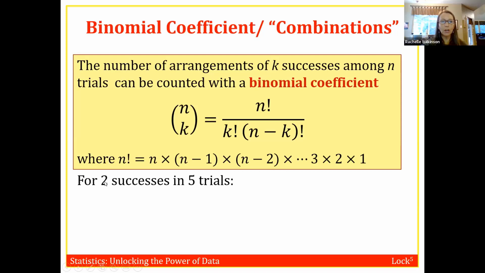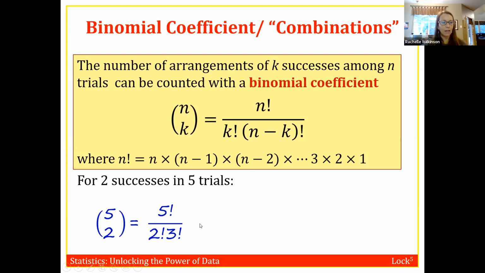Okay, so if I wanted to know the probability of 2 successes in 5 trials, that would be written out like this. I'd have 5 factorial over 2 factorial, and then 5 minus 2 is 3, so then I would have 3 factorial. So I could plug those numbers in, like the 5 factorial divided by 2 factorial times 3 factorial.